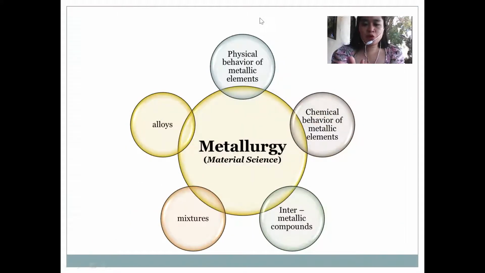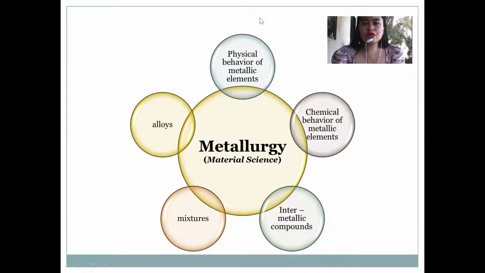Metallurgy is a domain or a branch of material science that studies the physical behavior of metallic elements and also the chemical behavior of these metallic elements. Metallurgy also deals with the intermetallic compounds and their mixtures. These mixtures are called alloys. Metallurgy is different from metalworking because metallurgy is the science and technology of metals and alloys.